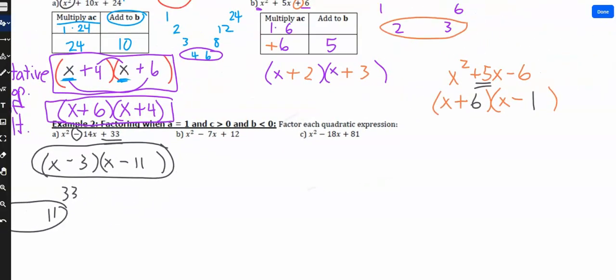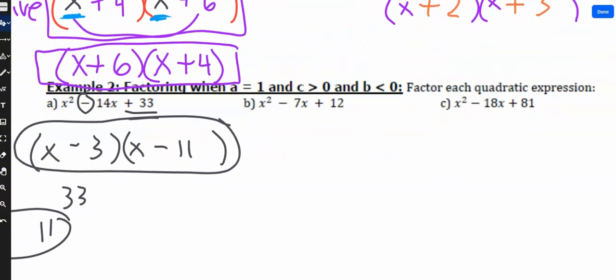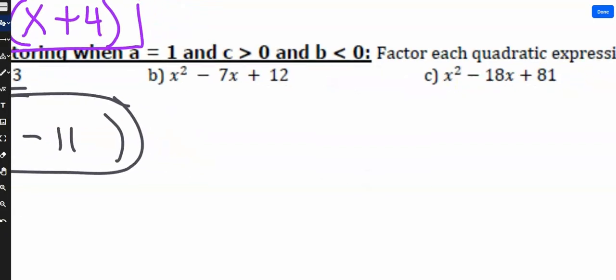Oh, by the way, every single time I do these questions, my first thought should be, is there a greatest common factor? And if there's no greatest common factor, I just go ahead and start doing the stuff that I'm doing. If there's a greatest common factor, we got to deal with it first. No GCF here.